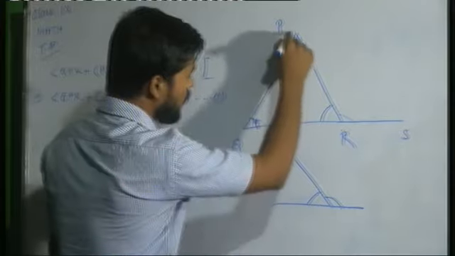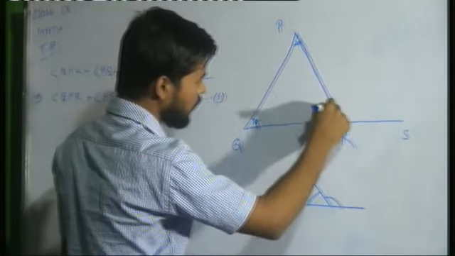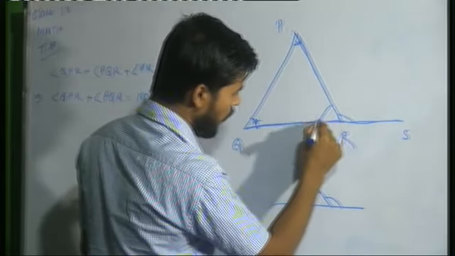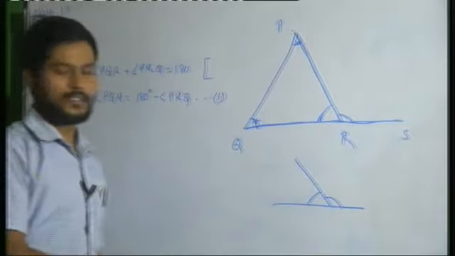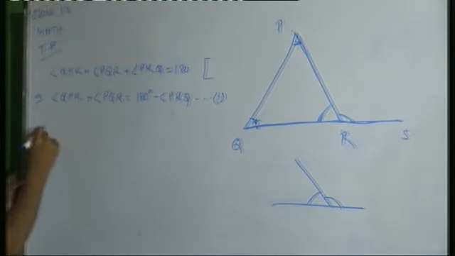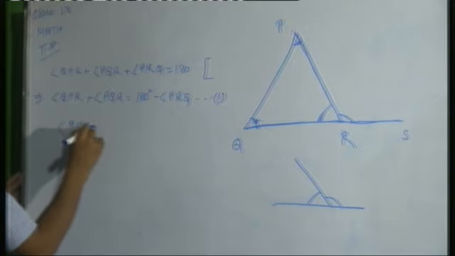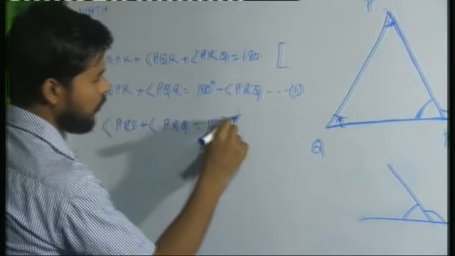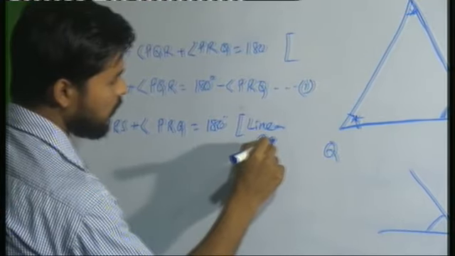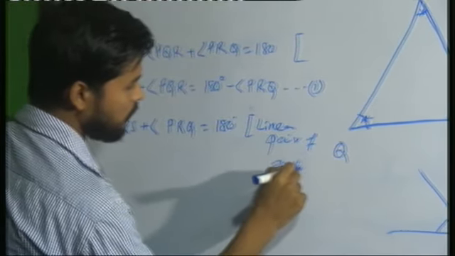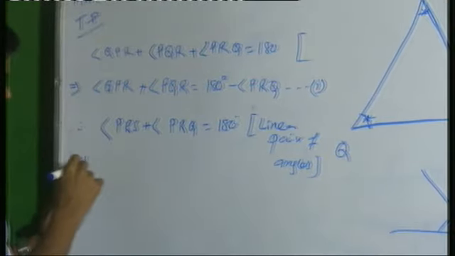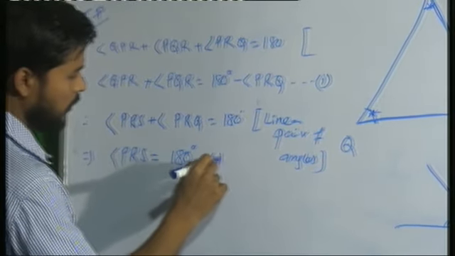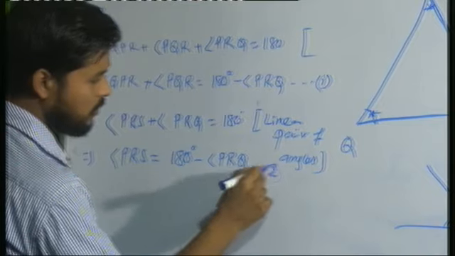So you can see that the line PR is standing over the line QS. So these two angles are a linear pair of angles, and their sum will be equal to 180 degrees. That means angle PRS plus angle PRQ is equal to 180 degrees. Why? Because they are a linear pair of angles. That means angle PRS is equal to 180 degrees minus angle PRQ. Let this be equation number 2.